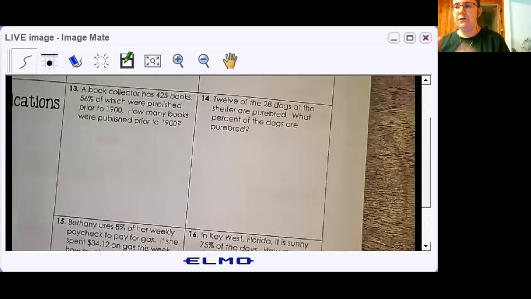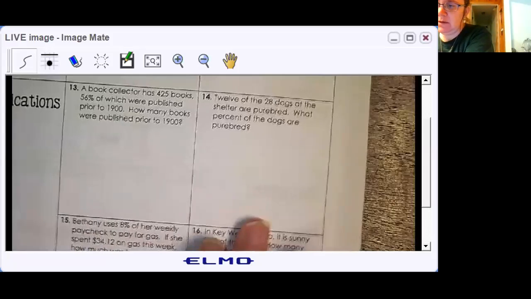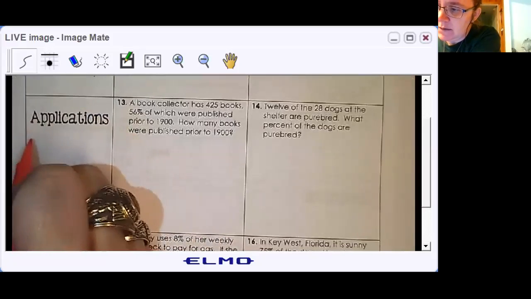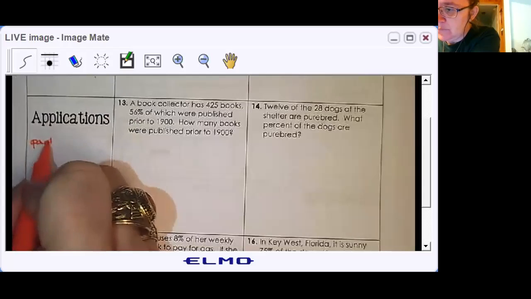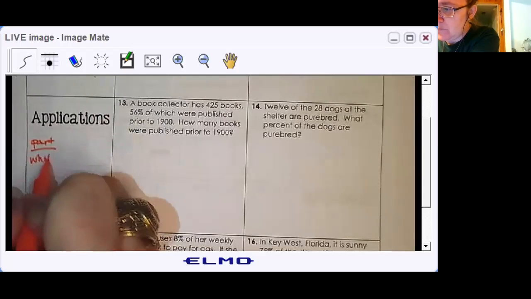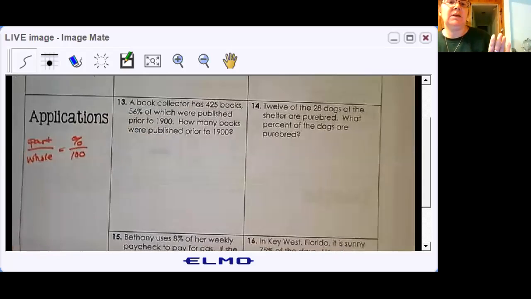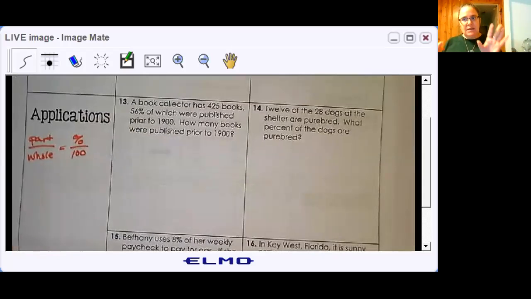I'm going to start you so you can see what I'm working on. Here we go. So let's look at our first problem. Now, as a reminder for yourself, and I always recommend doing this, because we know we're working with percent proportion problems, to the side, write part over whole equals percent over 100. That tells me my key. That's my formula. That's what I'm going to use for all these problems.